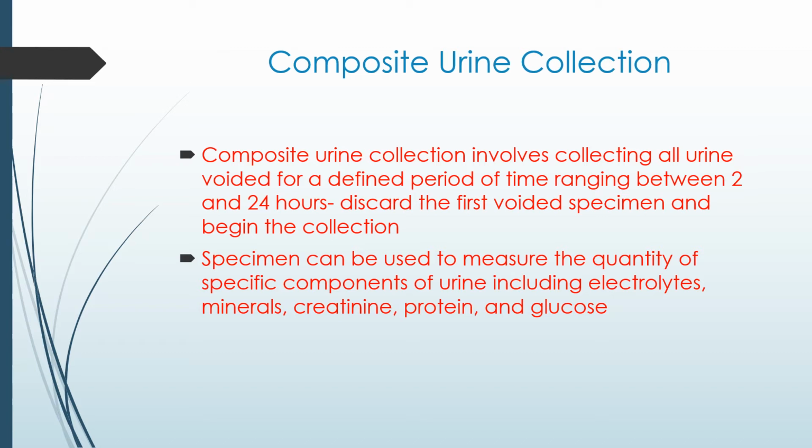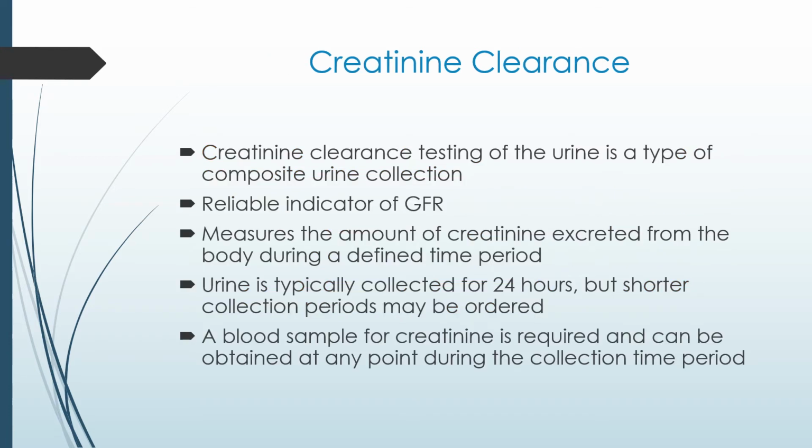Specimens can be used to measure the quantity of specific components of urine, including the electrolytes, the minerals, the creatinine, the protein, and the glucose levels. So, creatinine clearance. Creatinine clearance testing of the urine is a type of composite urine collection, and you will see that in the order. It will say 24-hour urine for creatinine clearance. It is a reliable indicator of the GFR. It will measure the amount of creatinine excreted from the body during a defined period of time, 24 hours, 4 hours, 6 hours, whatever the doctor determines.